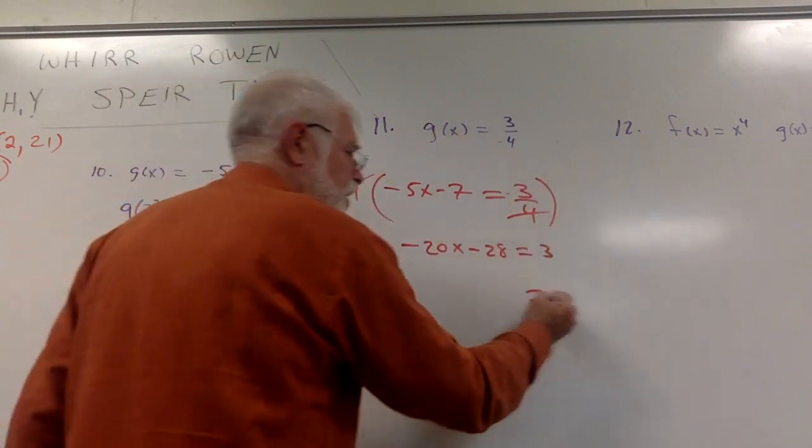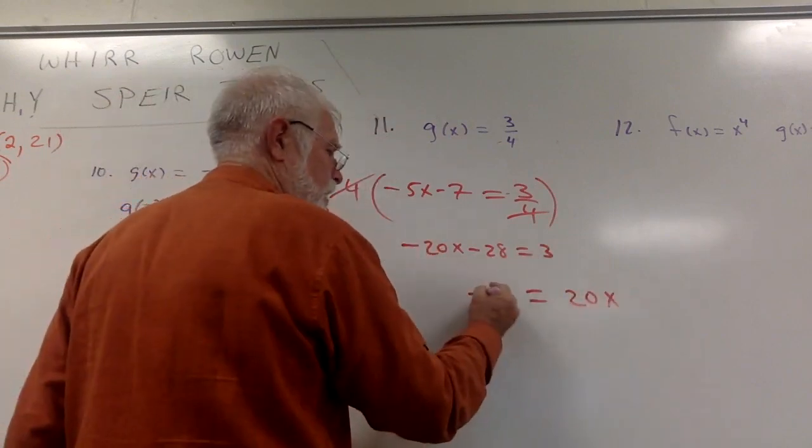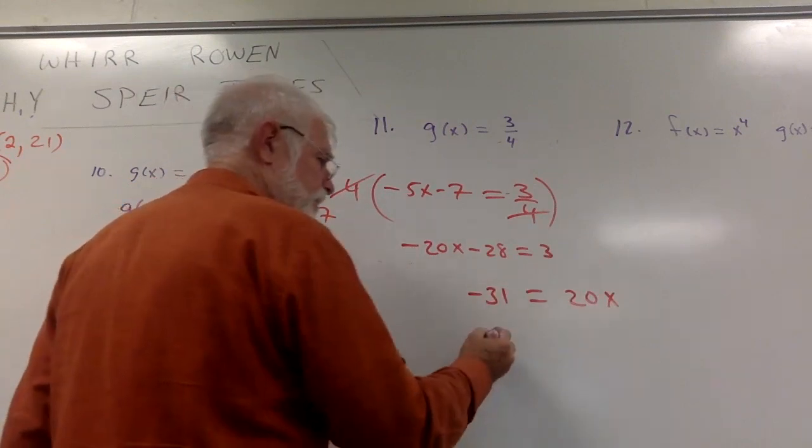I'm going to put my 20x on this side. I don't like dividing by a negative. I'm going to bring that this way. Minus 31, I like this division.